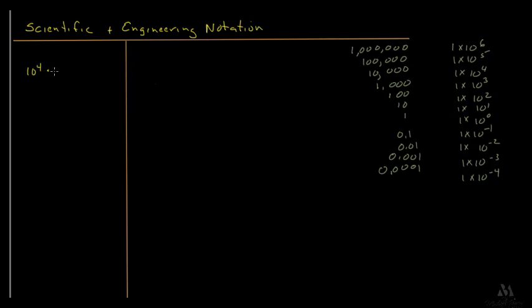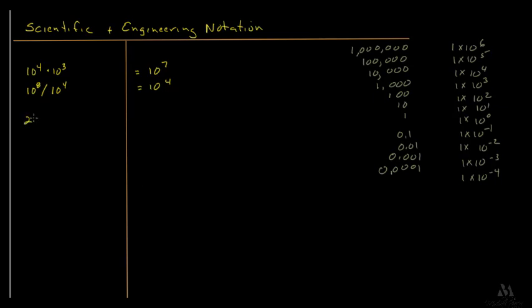So like 10 to the fourth times 10 to the third is going to equal, and we're just going to add them, the 4 and the 3, 10 to the seventh. And if we do 10 to the eighth divided by 10 to the fourth, we simply subtract, and we get 10 to the fourth, right? 8 minus 4.